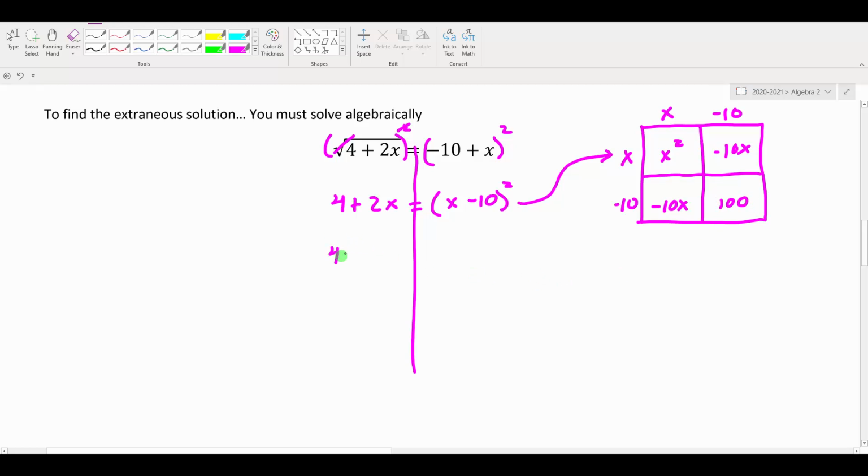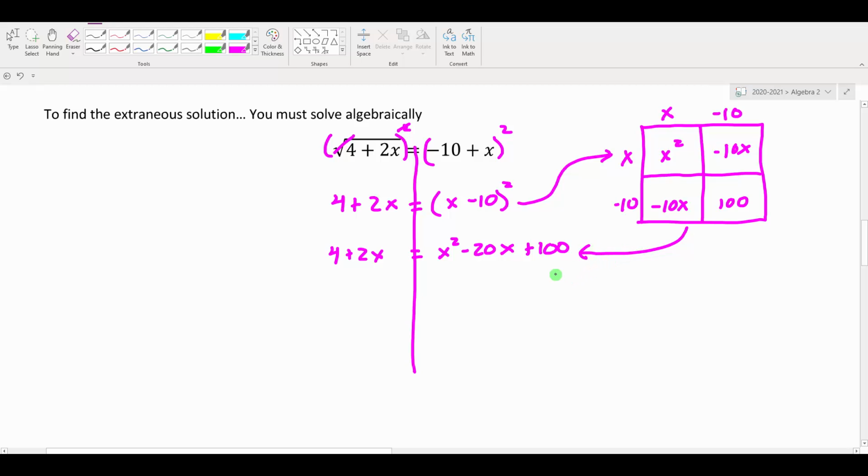So I'm going to rewrite this. Remember we talked about all that rewriting earlier on in the semester. We're taking an expression and rewriting it using multiplication. So we're going to get x squared, and then if I add these two together, we get minus 20x, and then plus 100. So we took this, we multiplied it, and this is what we got back.